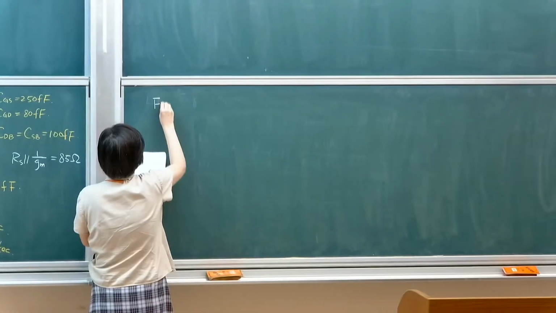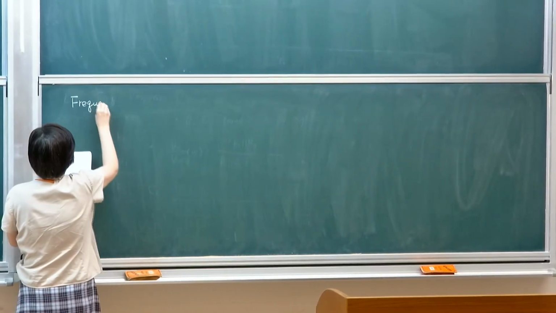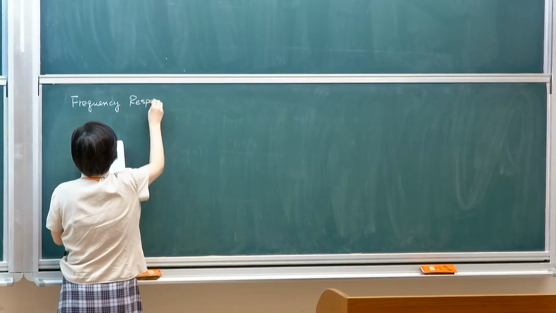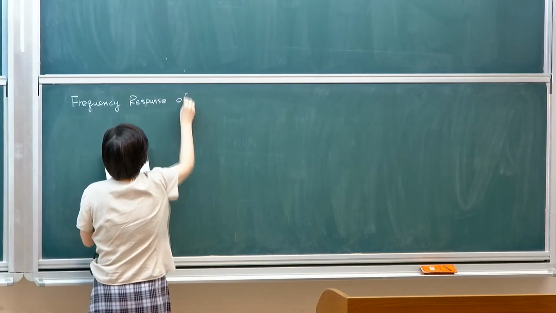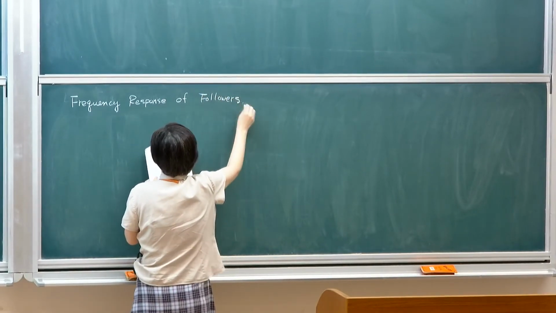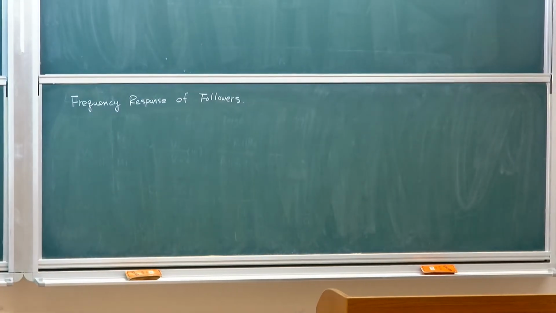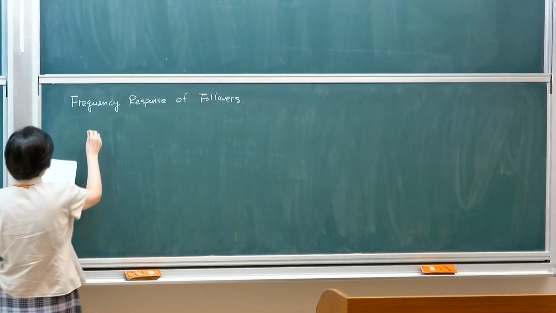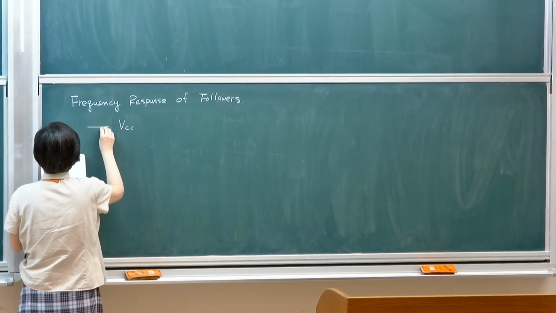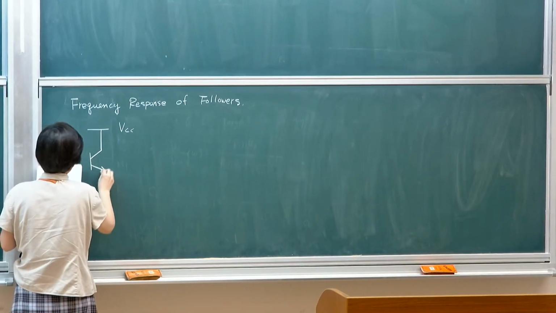So, frequency response of follower circuits. The discussion of follower circuits is relatively complicated, so we want to make our example simplified just to get the main point of what it looks like. If you think about your follower circuit, let's just use an emitter follower as an example.